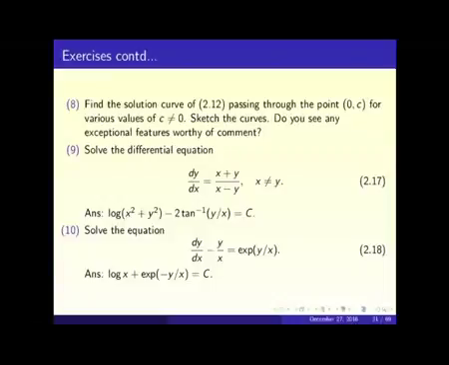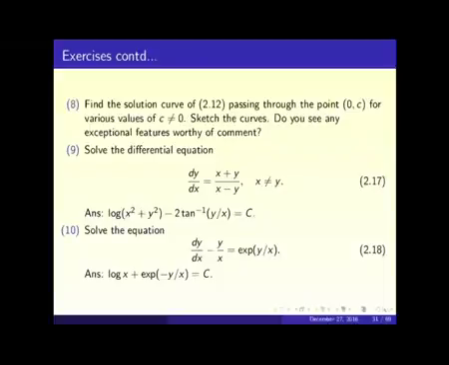Let us briefly look at problem number 9. Equation 2.17, dy by dx equal to (x plus y) by (x minus y). It's a homogeneous equation. Y equal to vx substitution. Of course, along the line x equal to y, the differential equation makes no sense. But away from this line, it makes perfect sense. The differential equation is homogeneous. There's no problem.